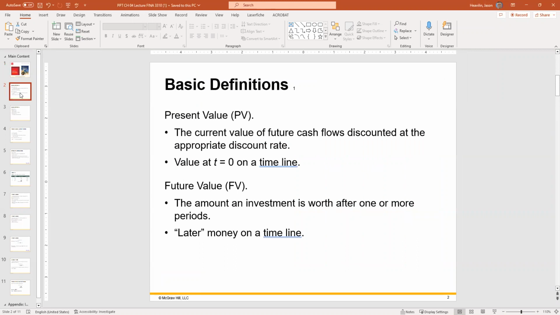So some basic definitions, the two key ones, present value and future value. Present value: the current value of future cash flows discounted at the appropriate discount rate. Meaning, for example, if you are going to receive money in the future, how much would that money be worth today? Because the further away in the future you will receive that money, the less it's going to be worth today.